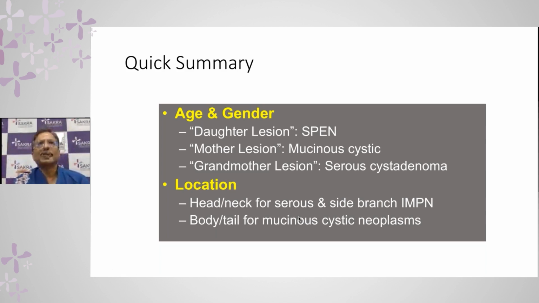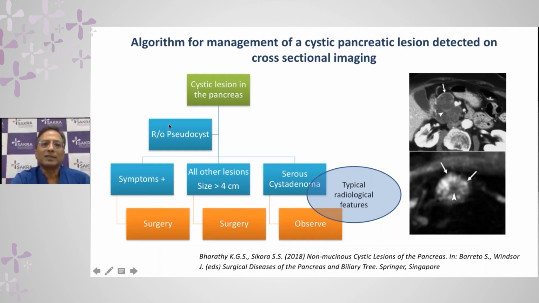So these are just quick reckoners for us in the outpatient, that if you see a patient, age, and I'll show you, this is the algorithm we follow. Cystic lesion in pancreas, we have to rule out a pseudocyst. That's a common cystic lesion. So history of pancreatitis, that kind of lesion with other associated things, you can always make a diagnosis of pseudocyst. If it is not a pseudocyst, then see whether the patient has symptoms or not. If there are symptoms, whatever be the cystic lesion, they need treatment, and treatment is surgery.